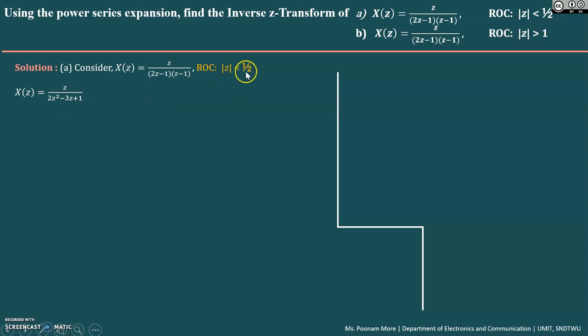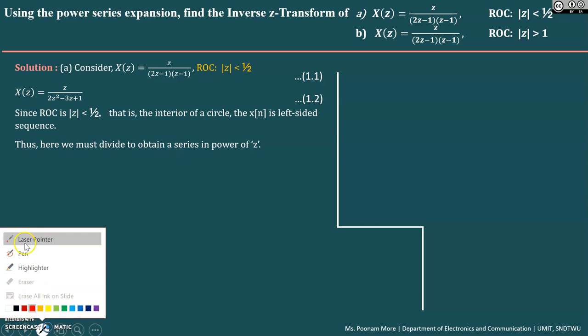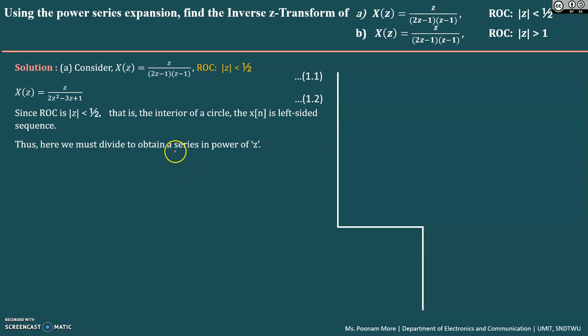Now here, as the ROC is expressed such that the magnitude of z is less than 1 by 2, it means the ROC is inside the circle whose radius is equal to 1 by 2. So that is representing the left-sided sequence. Therefore, to get the left-sided sequence, we must perform this division such that we will obtain the series in the power of z.